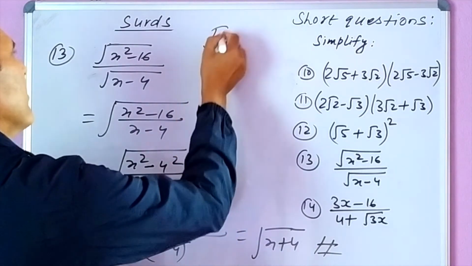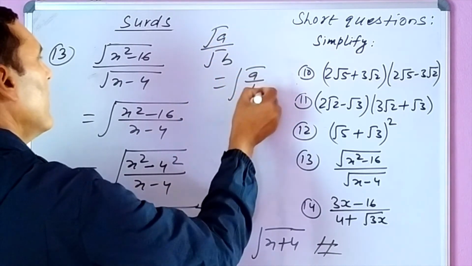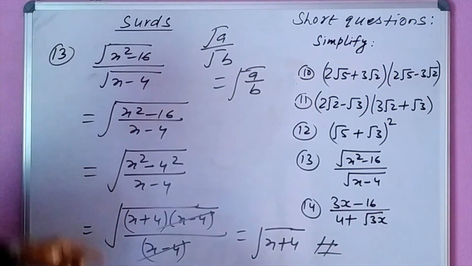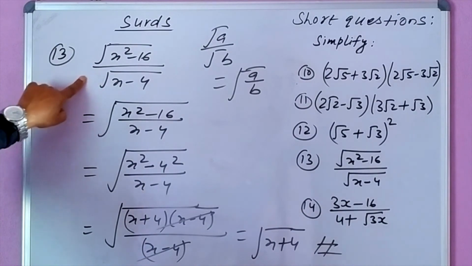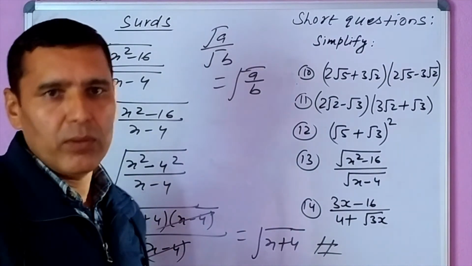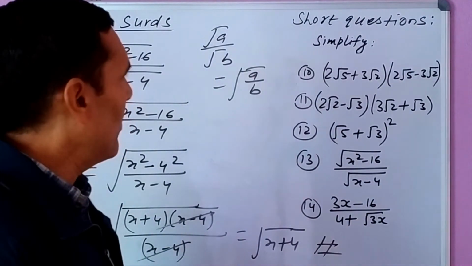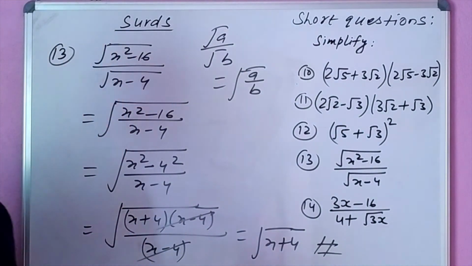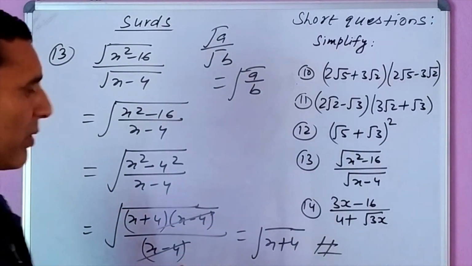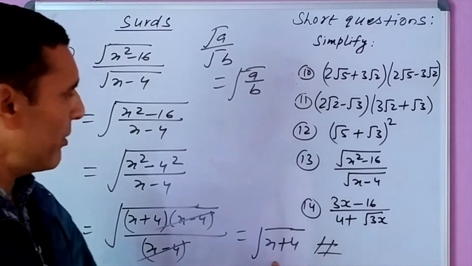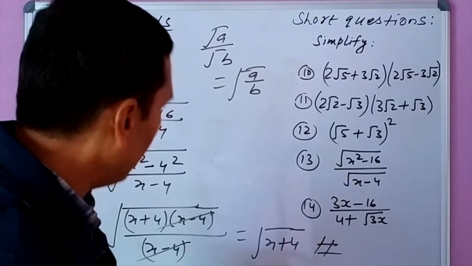Because you know that if we have under root a upon under root b, we can write under root a upon b. Because the numerator has order 2 and the denominator also has order 2, we can write both within the same root of order 2. Using the formula a square minus b square, x minus 4 will be cancelled. And finally only x plus 4 will remain within this root sign.